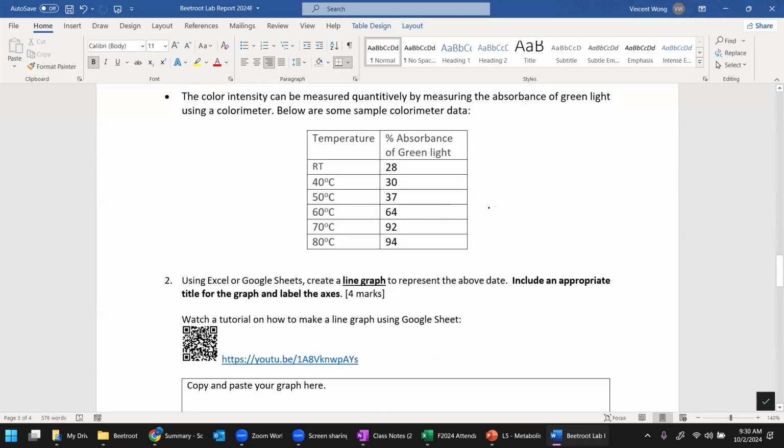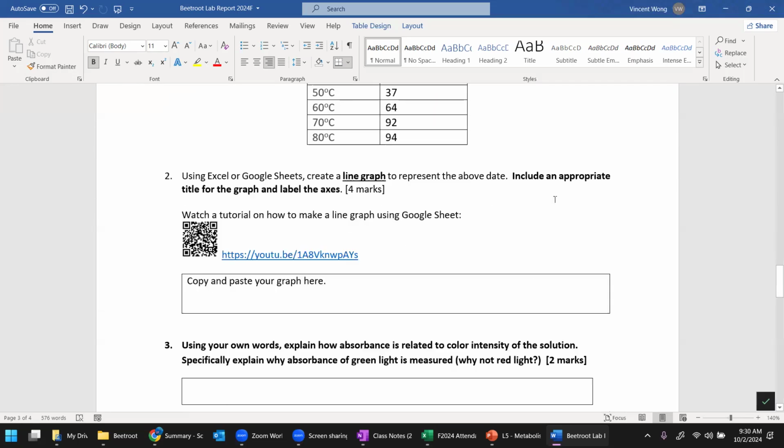This is graphing. All right, if you don't know how to graph, you can scan the QR code or click on the link. And I'll show you how to graph it using Google Sheets. Of course, you can do it with Excel as well, if you have Excel on your computer. But Google Sheets is free, right? So you want to copy and paste your graph here. It is 4 marks. So a lot of people lose marks on the graph because they forget to label the axes. Okay, you have to make sure to know what goes on the Y and what goes on the X.